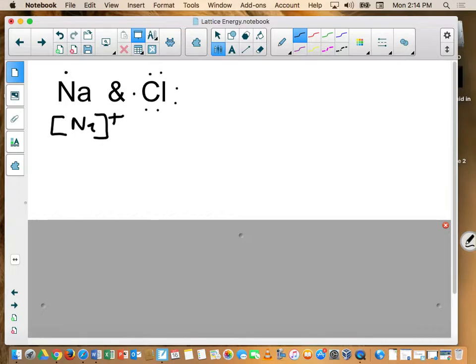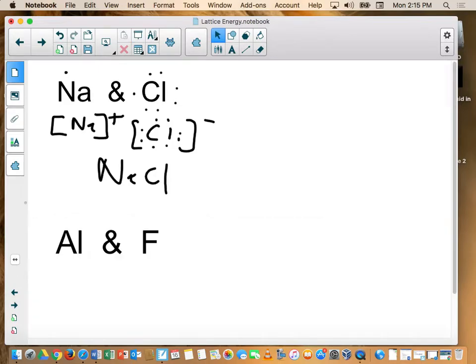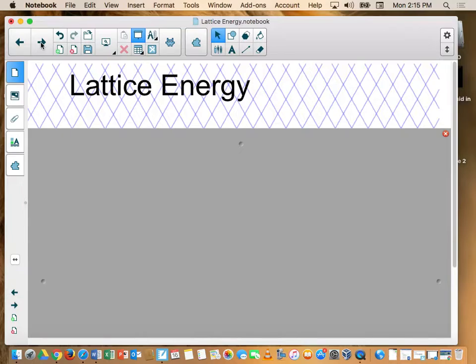Chlorine is most stable as an octet as well. So we put 8 electrons around the outside shell. That gives us negatives. The charge is opposite in sign but equal magnitude. So the formula here is NaCl. We'll do ALF together in class.